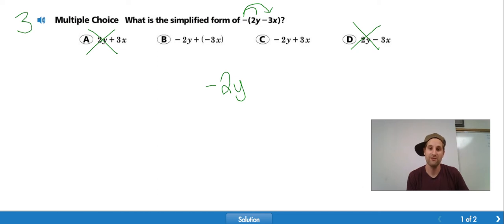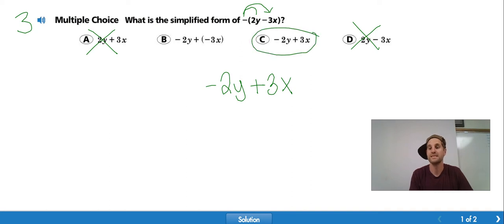Now we have a subtraction sign and a 3x. That 3x is almost like a negative 3x, and a negative times a negative makes a positive. So this is going to come out to be a positive 3x, and our correct answer is C. Make sure you wrote all that down and showed your work.